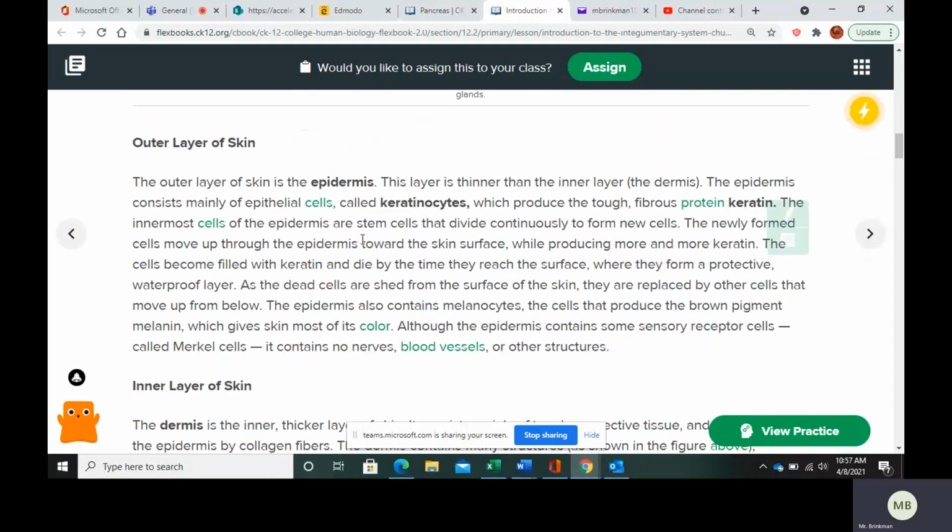The epidermis is going to be made of epithelial cells, basically skin cells, called keratinocytes, which are going to make the protein keratin. The innermost cells of the epidermis are going to be stem cells that are going to divide continuously and form new skin cells. These newly formed cells are going to move up toward the surface and produce more and more keratin. And then they die once they reach the surface, and that's where you get the peeling skin.